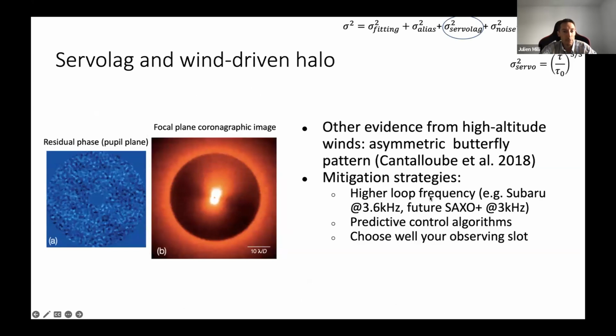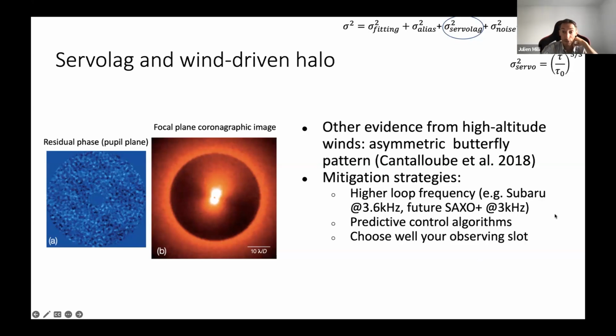But it's not the end of the story. You probably have noticed that this halo is also asymmetric. One lobe of this butterfly pattern is brighter and more elongated than the other one. This is something that Faustine Cantaloupe studied, and we showed that it's actually due to the fact that it happens at a certain altitude. So it's not in a pupil plane, and we have some Fresnel propagation effects that make it asymmetric. It's really the combination of this very high wind speed and the propagation through these 12 kilometers of altitude that makes this pattern asymmetric.